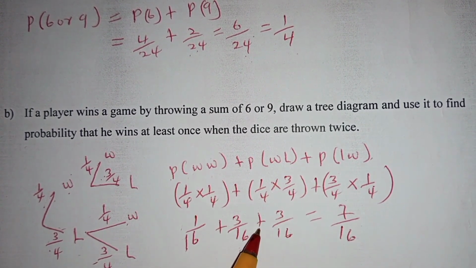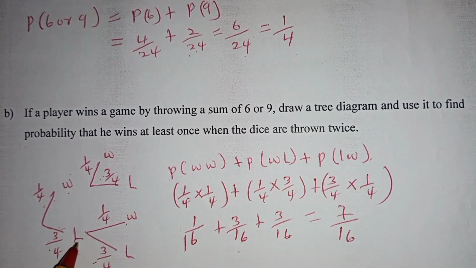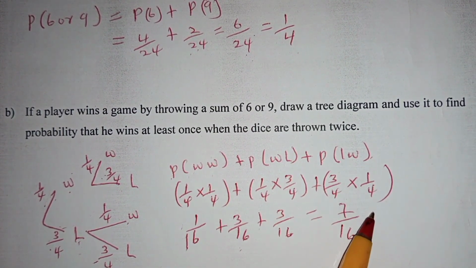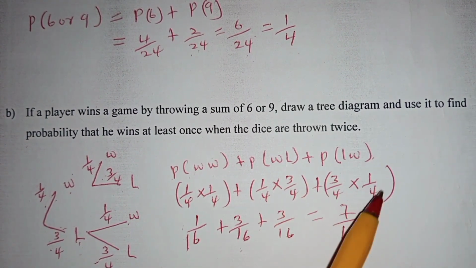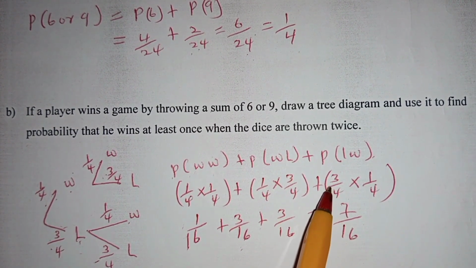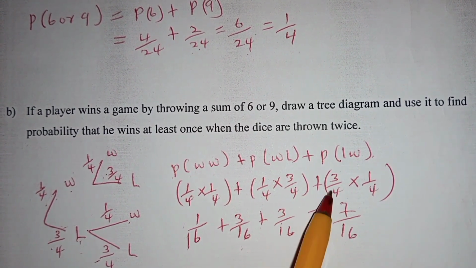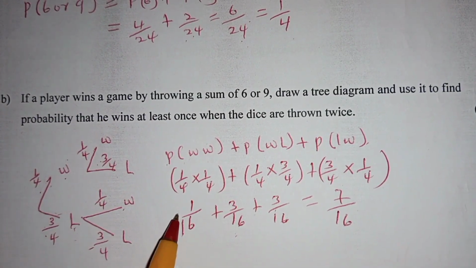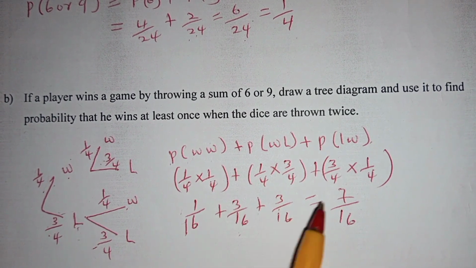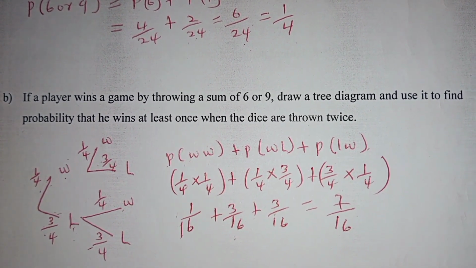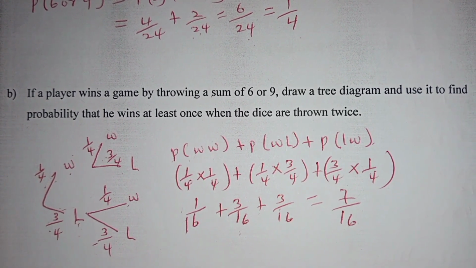The probability that this person loses and then wins is 3/4 times 1/4. 3 times 1 is 3, 4 times 4 is 16. So when you add all this, you are going to have 1 plus 3 plus 3, which is 7/16. So that is the probability. And that is what was required, my dear student.